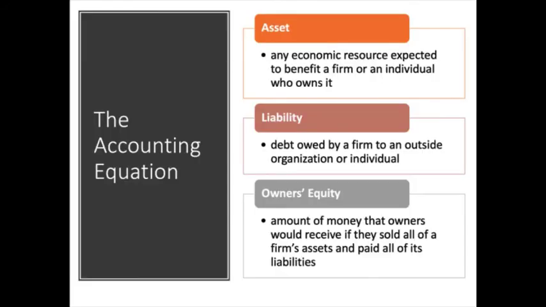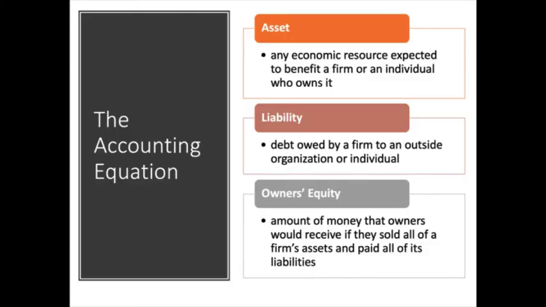A liability, on the other hand, is a debt owed by the firm to an outside organization or to an individual. For many of us, think of it from the personal perspective. We own a car, we drive a car, however, we have a loan on the car, and so we are still paying a debt that is owed to somebody else. That loan is a liability. And finally, the third category, owner's equity, the amount of money that owners would receive if they sold all of the firm's assets and then paid off all of its liabilities.